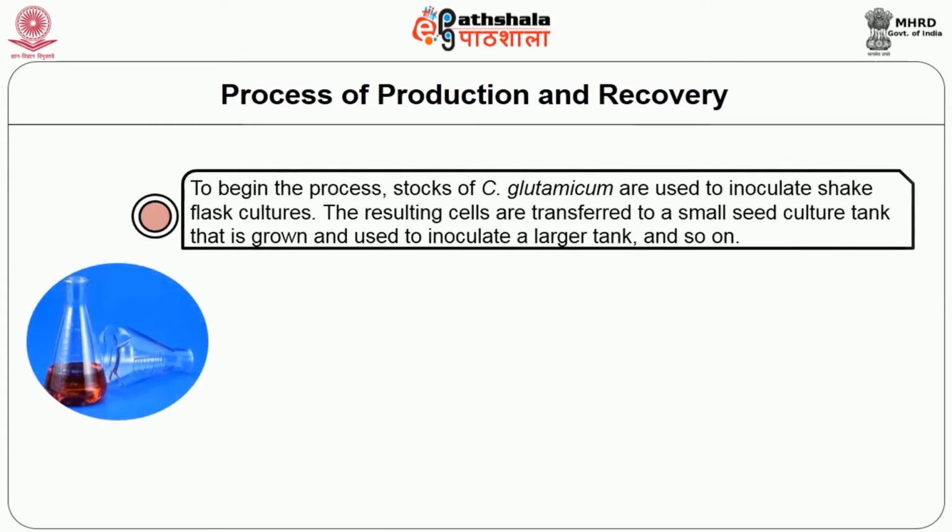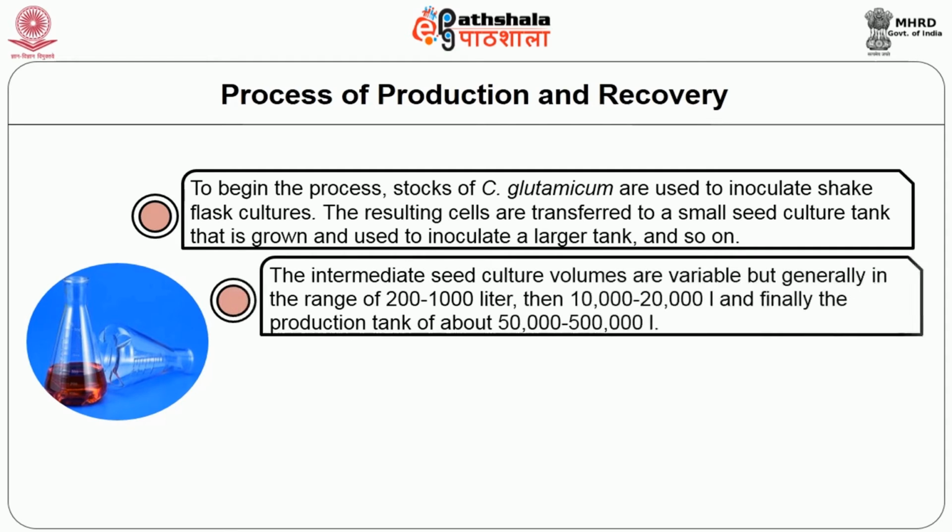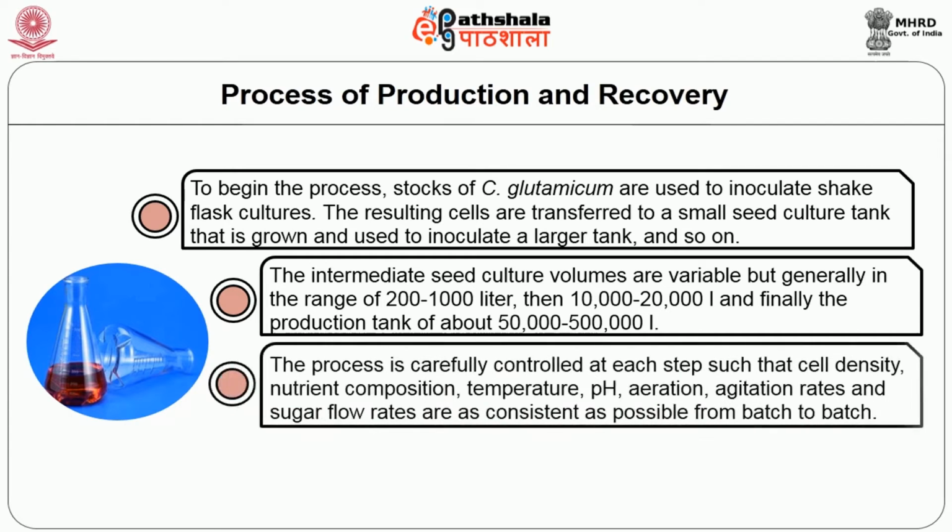To begin the process, stocks of Corynebacterium glutamicum are used to inoculate the shake flask cultures. The resulting cells are transferred to a small seed culture tank that is grown and used to inoculate a larger tank, and so on. The intermediate seed culture volumes are variable, generally in the range of 200 to 1000 litres, then 10,000 to 20,000 litres, and finally 50,000 to 5 lakh litres. The process is carefully controlled at each step such that cell density, nutrient composition, temperature, pH, aeration, agitation rates, and sugar flow rates are as consistent as possible from batch to batch.